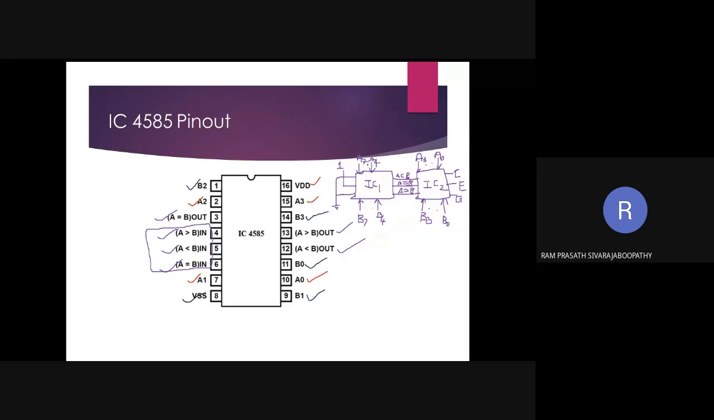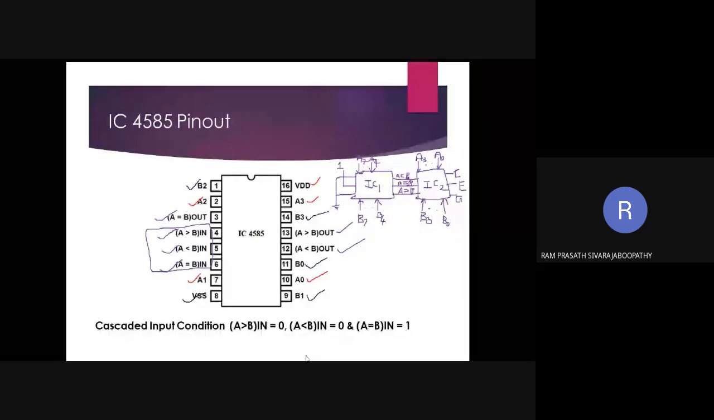Clear? If all the 4 bits are the same in the IC1 comparison, then only the inputs of the second IC will be considered. Like that, you can cascade any number of bits. Is it clear for everyone? Any doubts? As we are going to use only one stage, A greater than B in and A less than B in must both be grounded, and A equal to B in must be 1. Is it clear? Yes or no? Kindly type it in the chat.